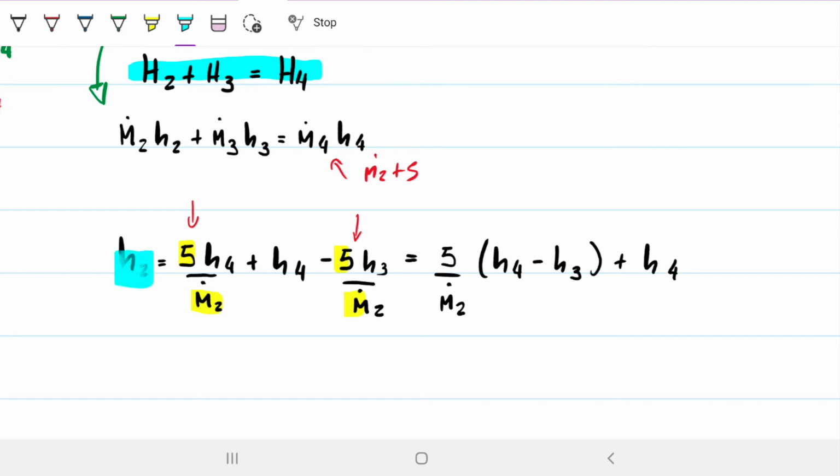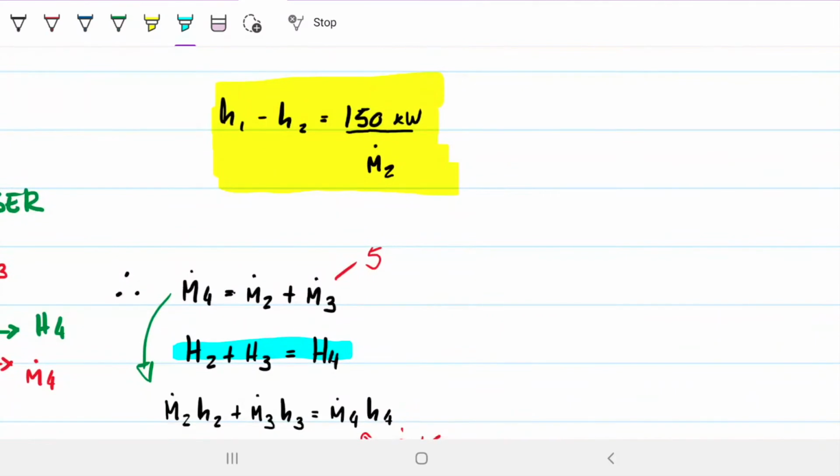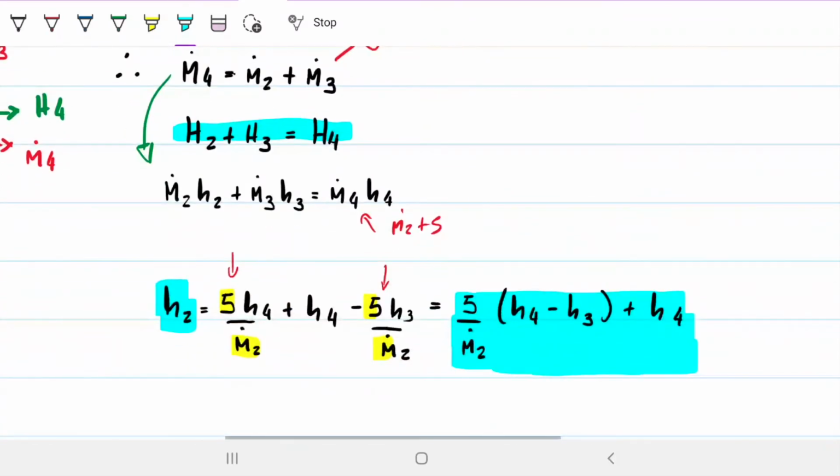I'm relating enthalpy 2 to my mass flow rate 2. Okay, so now we have two equations and two unknowns, right? We have the yellow equation up here, which relates enthalpy 2 and mass flow rate 2, and here, same thing, enthalpy 2 and mass flow rate 2. So as long as I can find the enthalpies for states 3, 4, and 1, I can solve this problem, okay? And with the information that we have from the problem statement, we can solve it. So let's go one by one and have a look at the enthalpies that we're looking for.